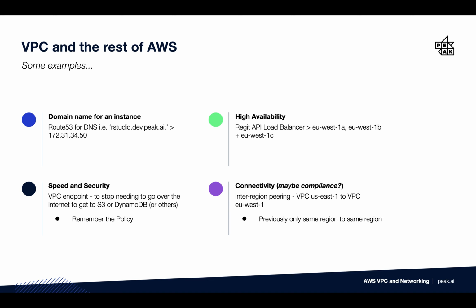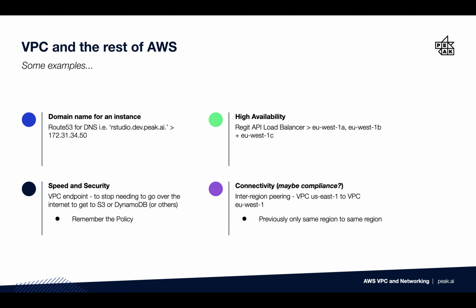So also then on to VPCs and the rest of AWS, how they work with some other services as well. So you may have a domain name registered in Route 53. You have a DNS record, for example, rstudio.dev.peak.ai, that points to an internal IP address, which may be attached to an EC2 instance, as a basic example.